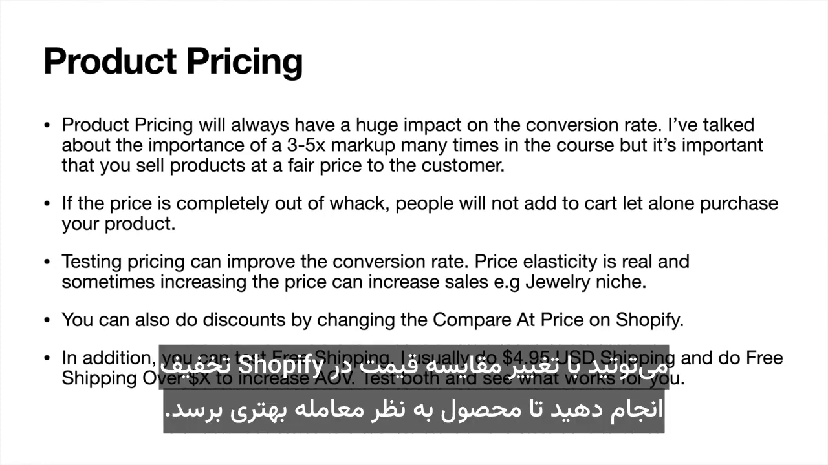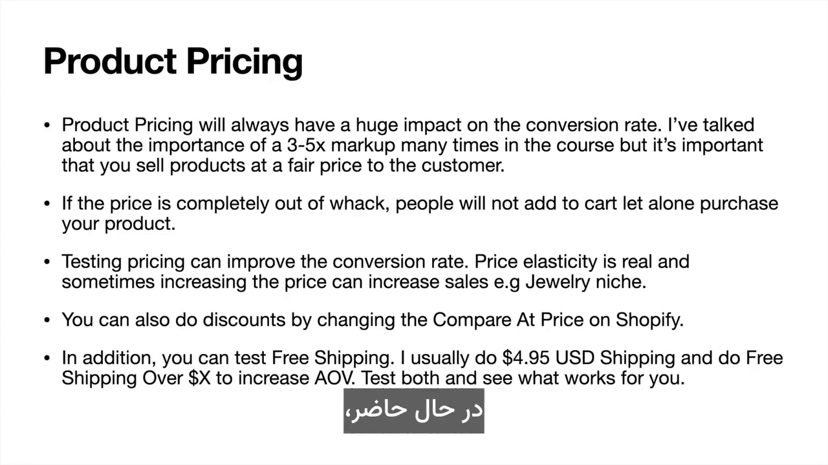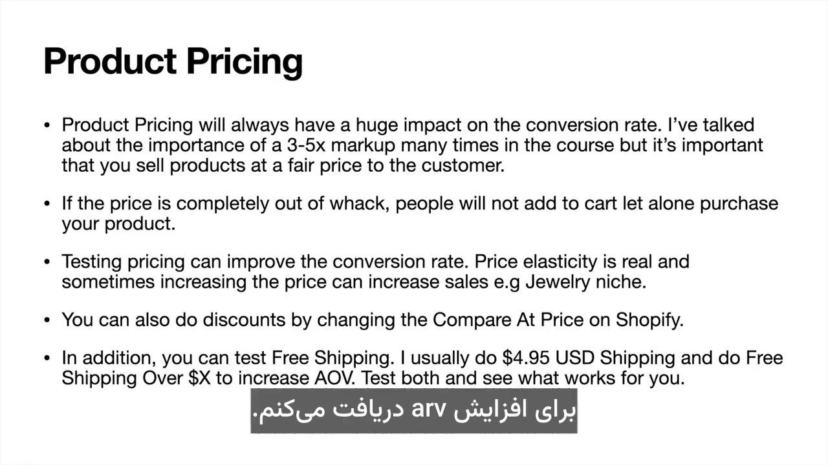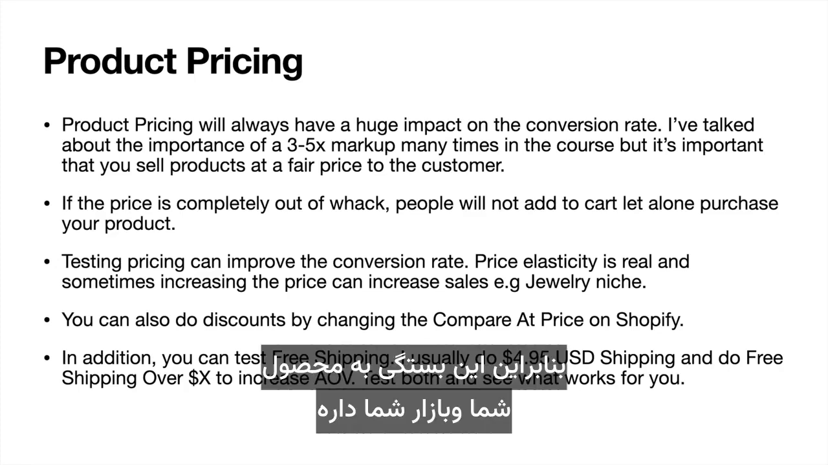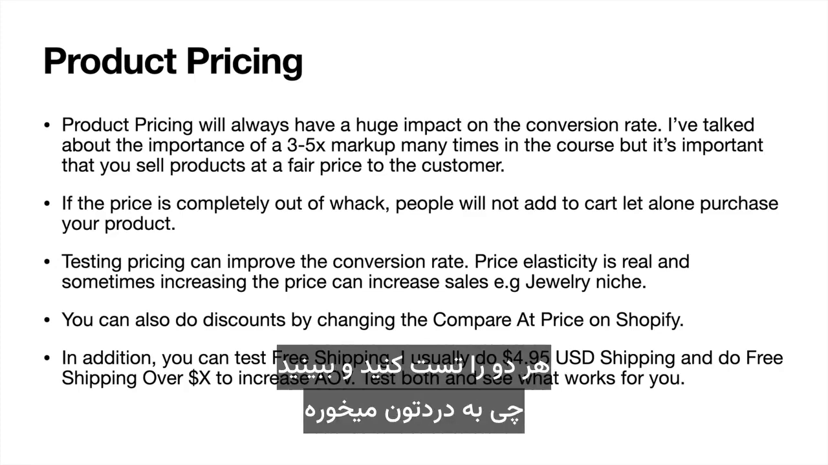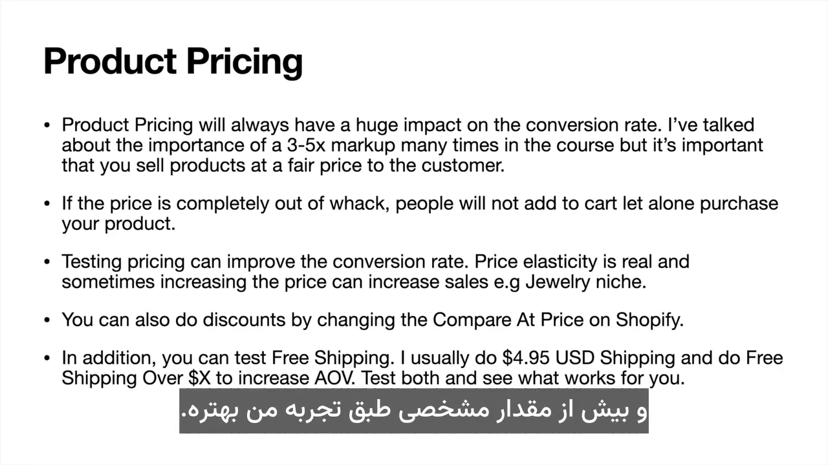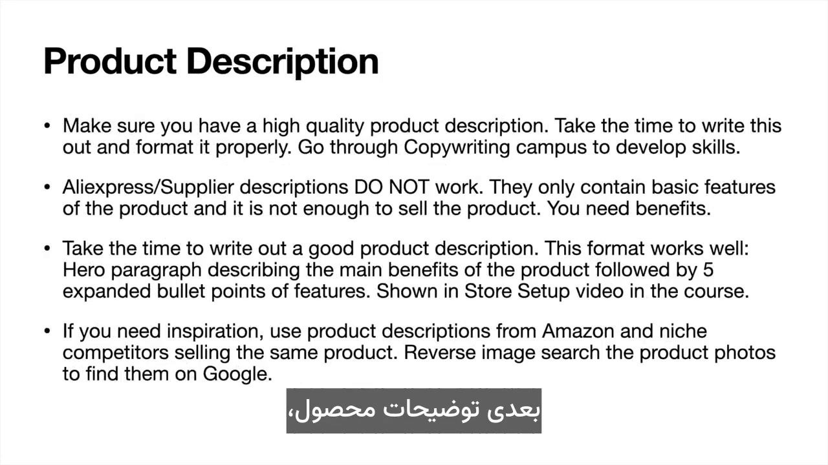In addition, you can do discounts by changing the compare at price on Shopify to make the product look like a better deal. You can also test free shipping. Now usually I charge $4.95 USD for shipping and do free shipping over X amount to increase the AOV. So this depends on your product and your niche. Test both and see what works for you. Sometimes free shipping is better, but many times charging for shipping and offering free shipping over a certain amount is better in my experience.